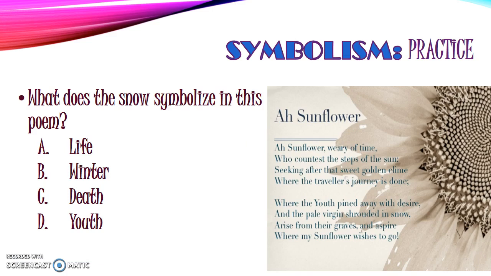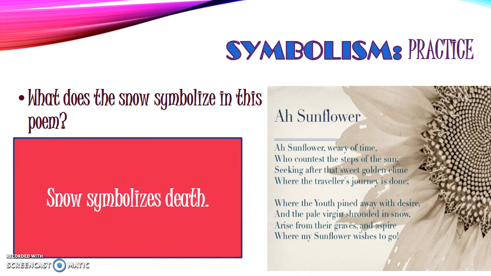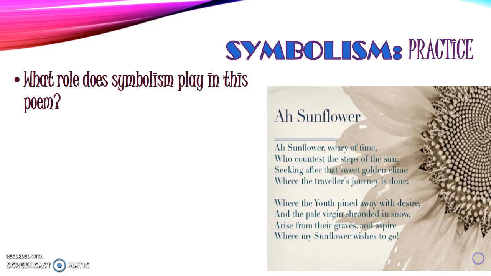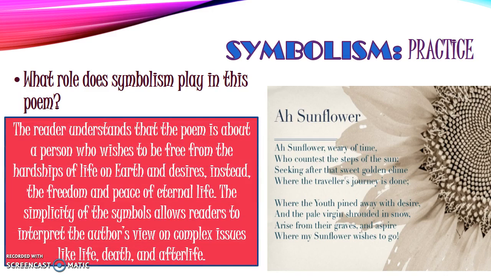What does the snow symbolize in this poem? Life, winter, death, or youth? Snow symbolizes death. What role does symbolism play in this poem? The reader understands that the poem is about a person who wishes to be free from the hardships of life on earth and desires, instead, the freedom and peace of eternal life. The simplicity of the symbols allows readers to interpret the author's view on complex issues like life, death, and afterlife.